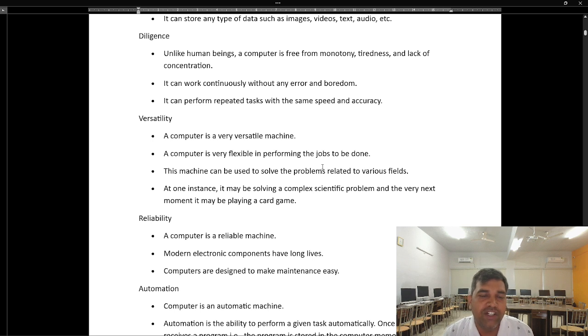If an imposition is given to you, write 100 pages of writing, after writing 10 to 20 pages, you will lose your concentration. You start feeling bored. But computer never feels bored. Computer works continuously without any error and boredom. Computer can perform the repeated task with the same speed and accuracy. I mean, the same task can be done by the computer with the same speed and accuracy. Its speed and accuracy will not go down.